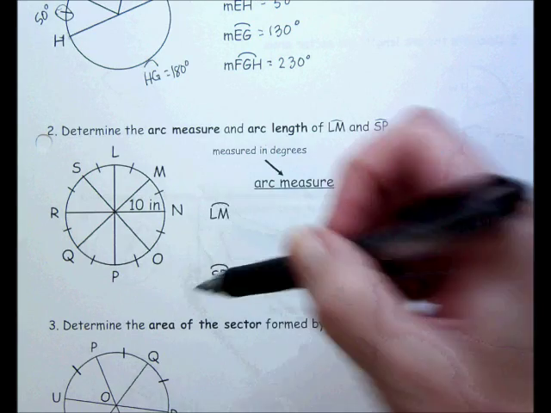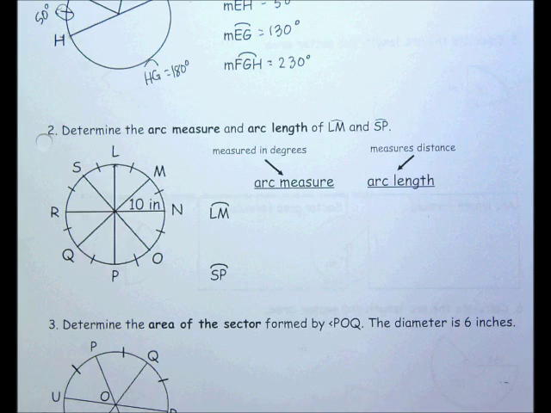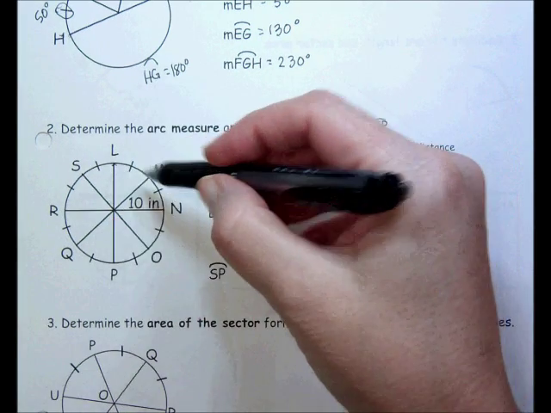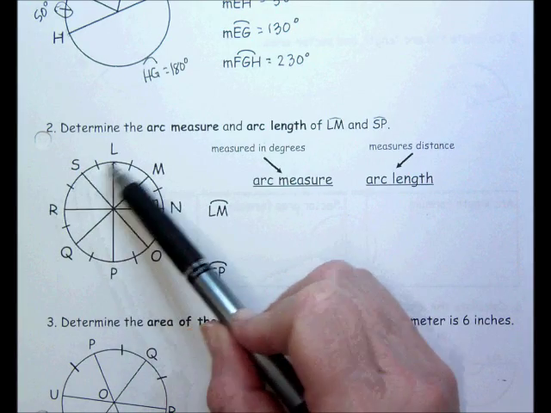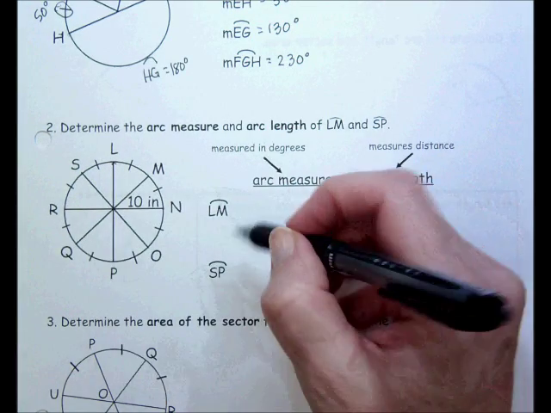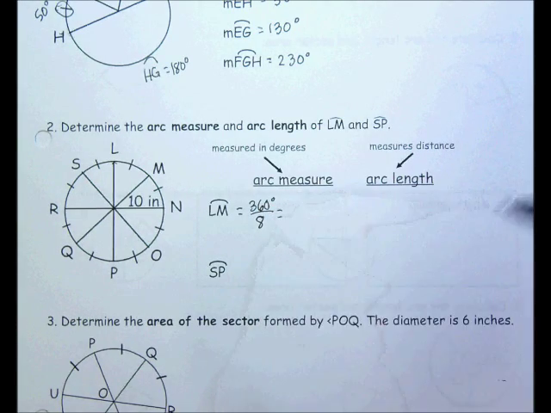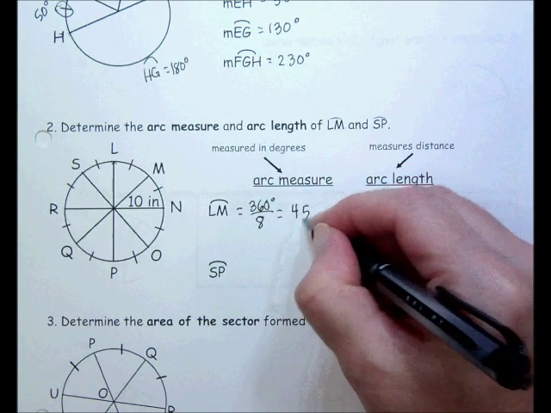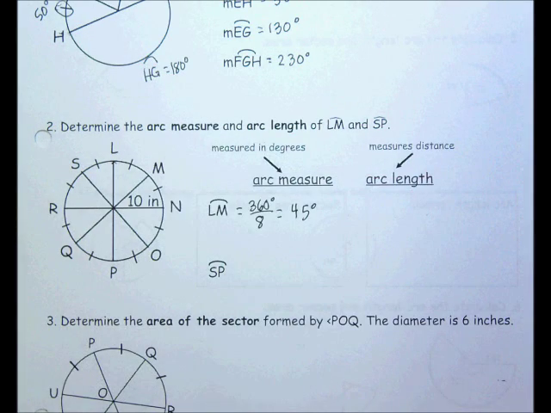So looking here, I'm looking for the measure of arc LM. And here you can see that my circle is divided into 1, 2, 3, 4, 5, 6, 7, 8 equal parts. So I know the whole circle is 360 degrees, and I'm going to divide that into 8 equal parts, and so each arc measure is going to be 45 degrees.